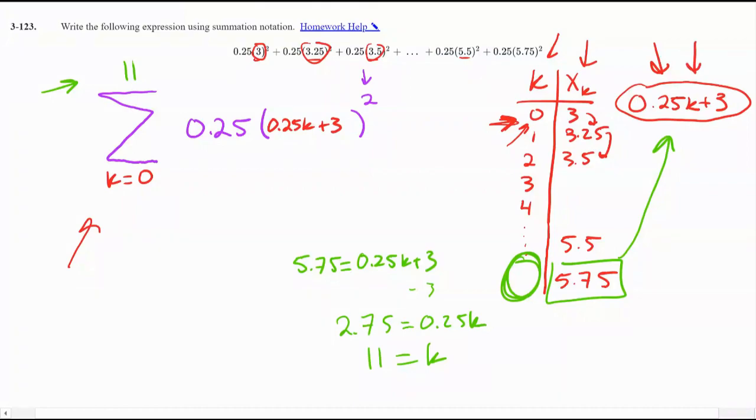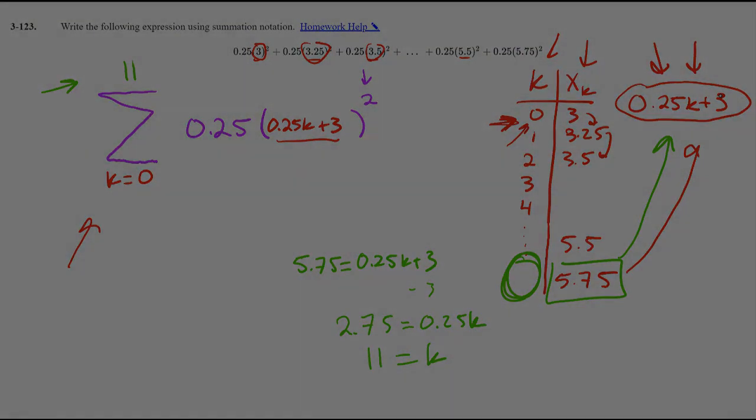Then the last step is, once I've found that equation, I plug it in. And then from there, I have to find the final k value by saying I know 5.75 is equal to all of that when it's my last k value, and solving for k.